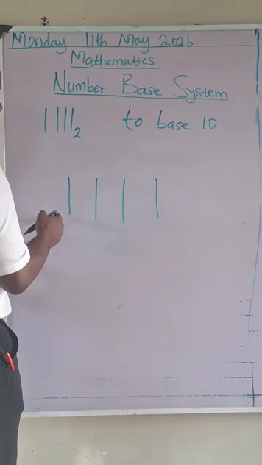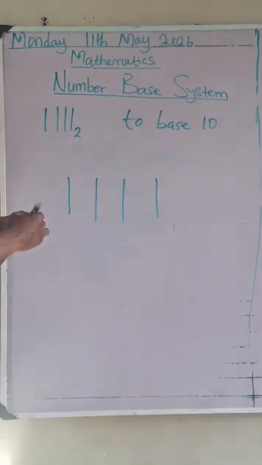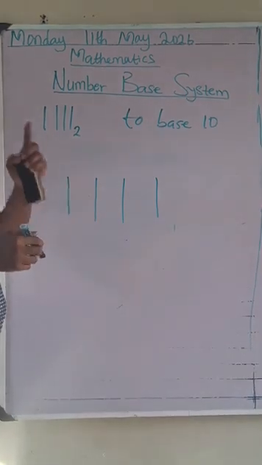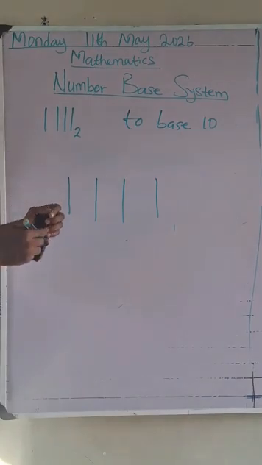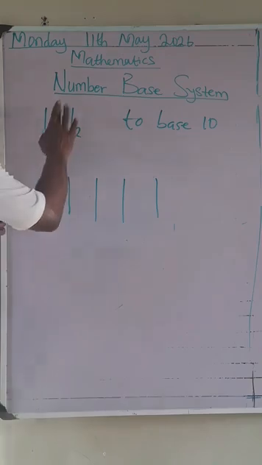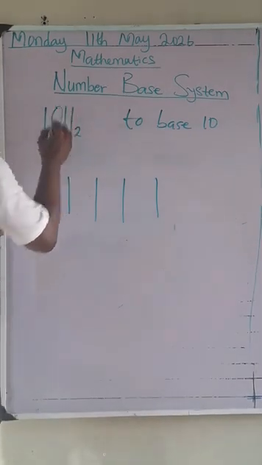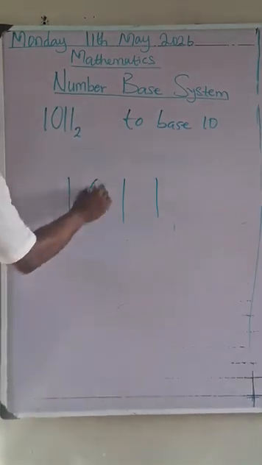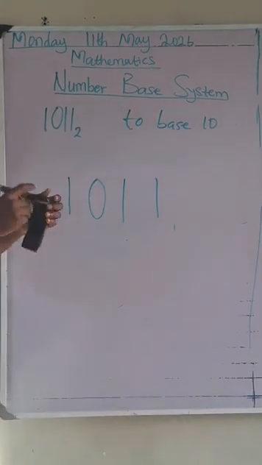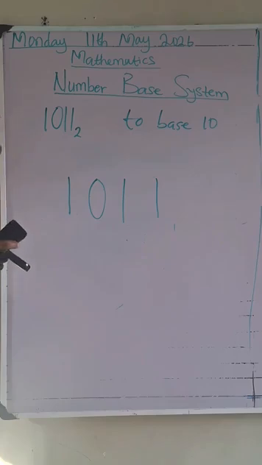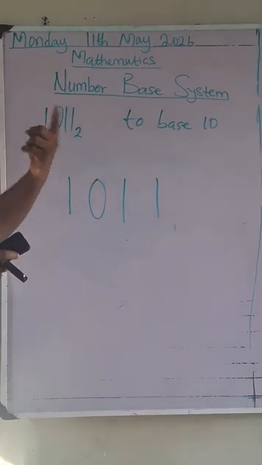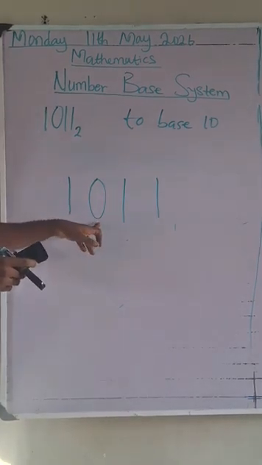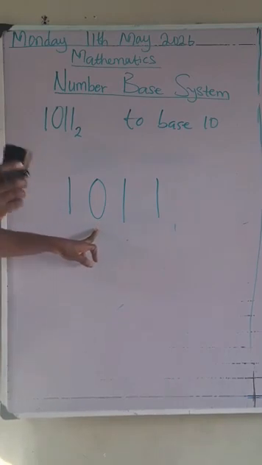So for each of these numbers in computers, 1 represents on, 0 represents off. Let me put 0. So 0 is here, meaning 0 is here, right? When you have 1 in computing, it means true, or on. But if you have 0, it means false or off.